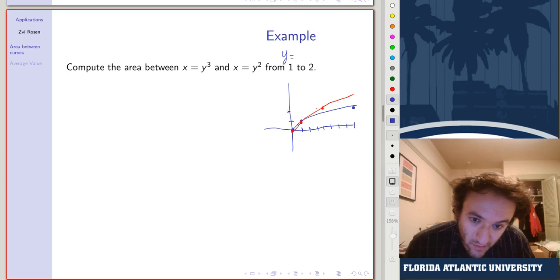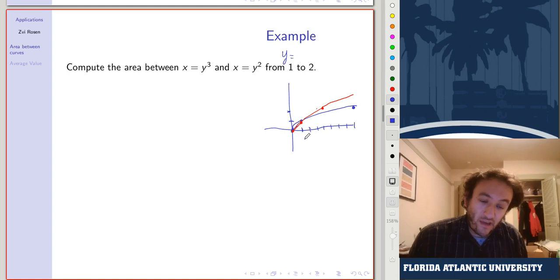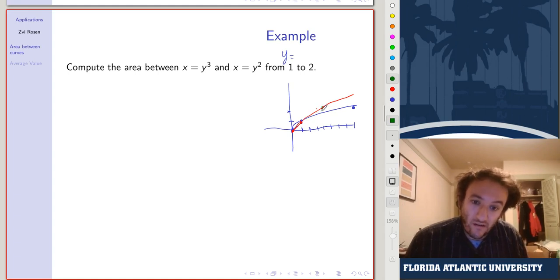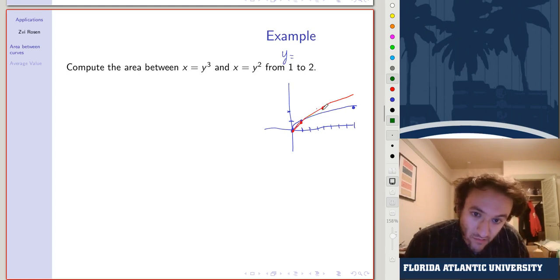Okay, and let me make this blue curve a bit more pronounced. So the blue curve starts out to the left of the red curve, and then moves to the right of the red curve. Okay, so if we're interested in the area between x equals y cubed and x equals y squared, then we are going to look at this region. Sorry, it should be from y equals 1 to y equals 2, so we draw these horizontal lines, and then we're looking at this part.